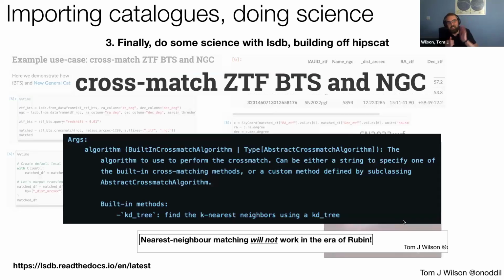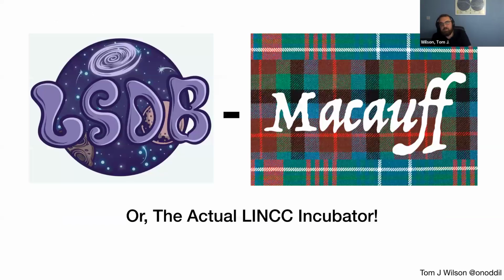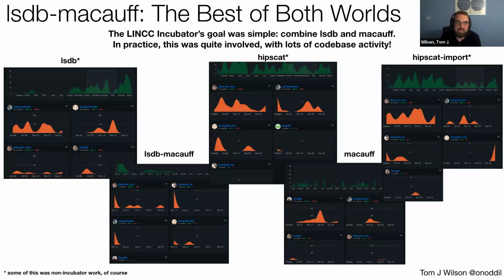But the problem with that is the example is cross-matching ZTF with NGC, and the default algorithm is a nearest neighbor match. And somebody earlier in this talk, I can't remember who it was, very boldly stated that that was going to be a bit of a problem. Hence, lsdb-macauff. The best of both worlds, as I very dramatically have said here.